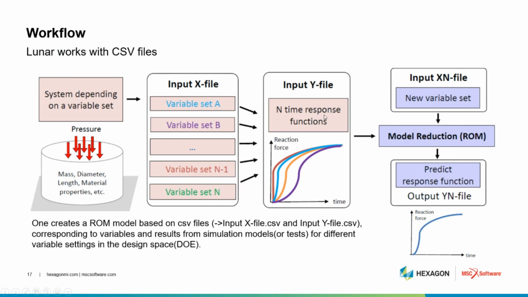We have n time responses, such as in a fluid mechanics case, where you give inflow and you have velocity at every point of your system. From this stage, in Lunar, we give new parameters, a new set of variables, and we want to see the reaction of the system to these new parameters, and we use the model reduction. And after that, Lunar predicts the new result as a YN file. So the setup is based on CSV files. We can use all of the engineering software to export this file and use Lunar to predict the new result.